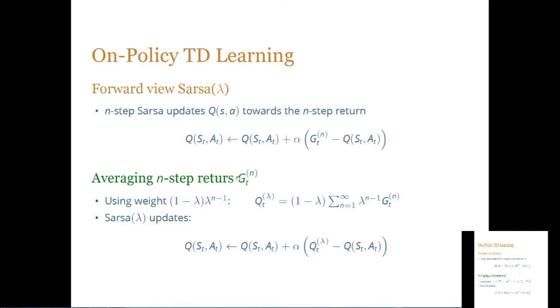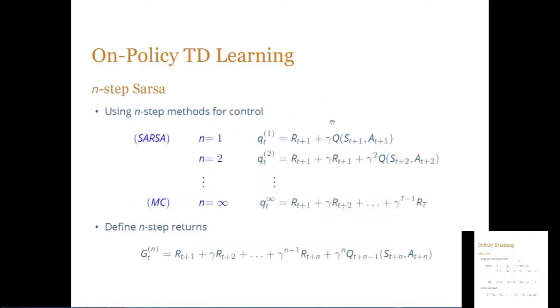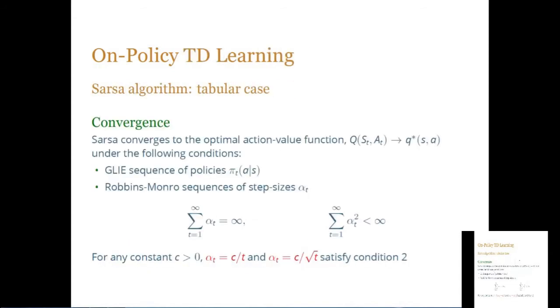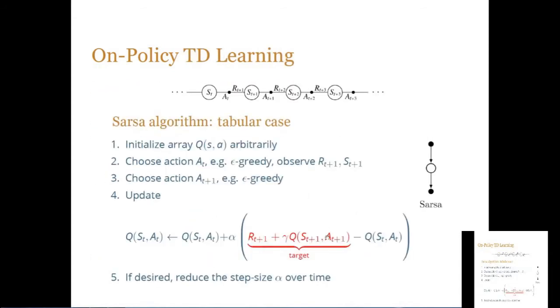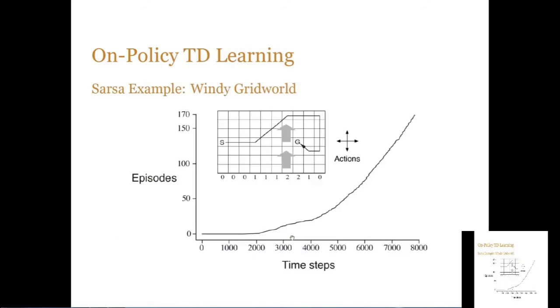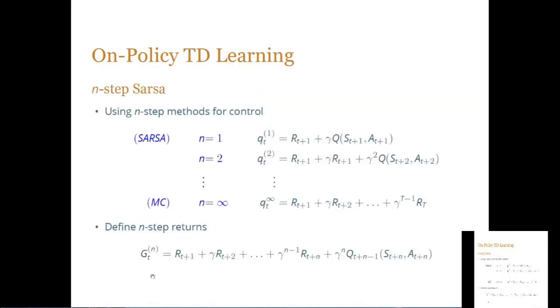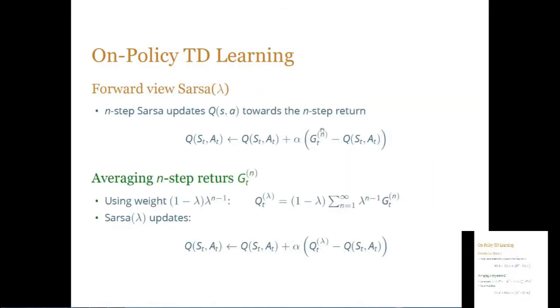And the way we define our SARSA updates, instead of considering just our immediate reward by looking 1 step in the future, as we do here, we're going to take this more general n-step return, G_t^n. This is going to be our new target now.